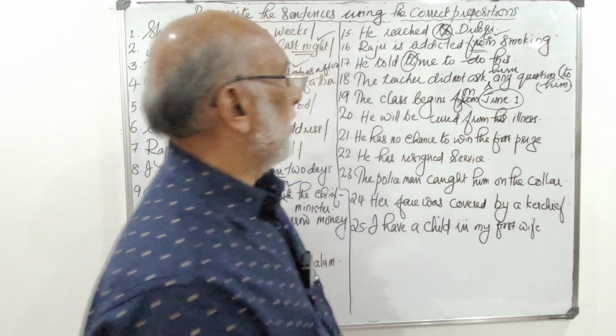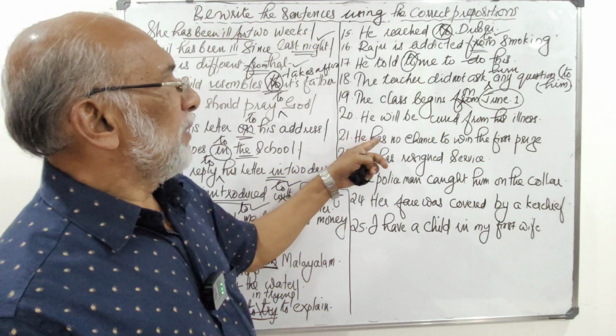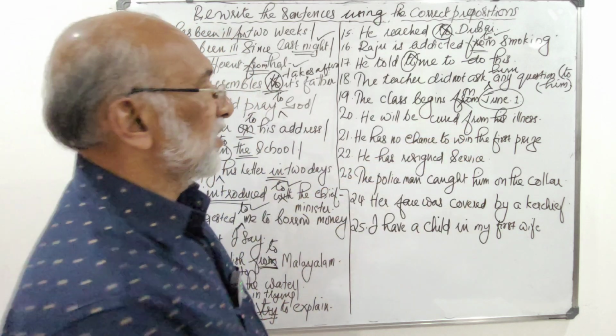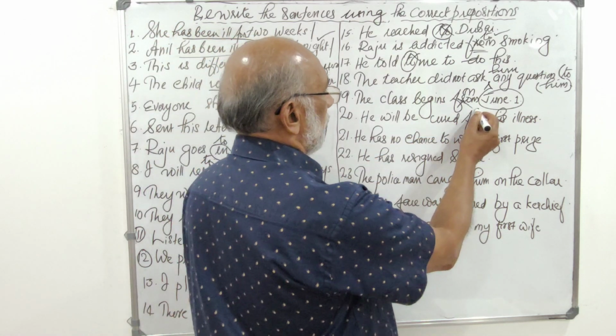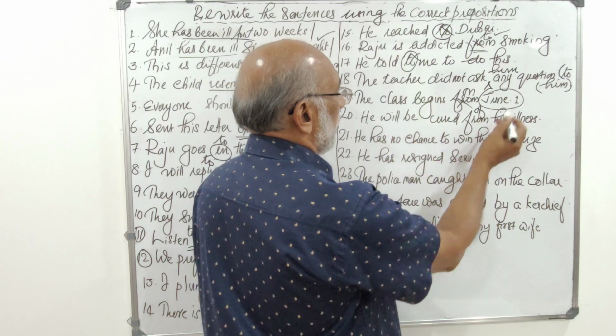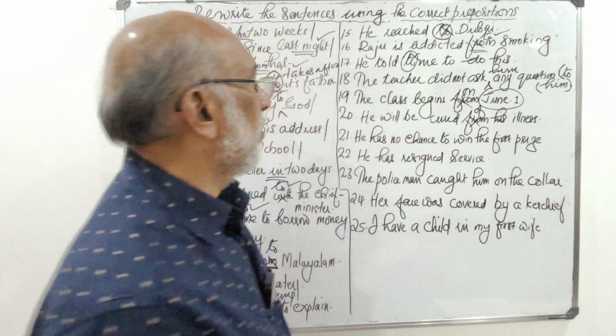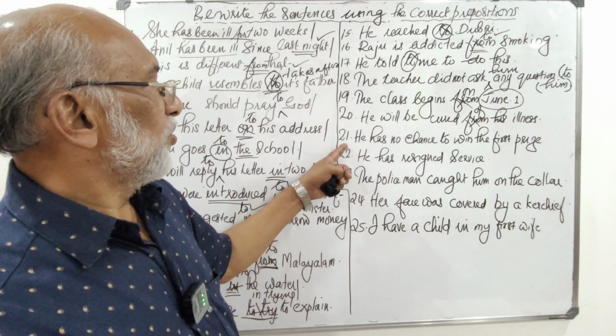From is a mistake. He will be cured from. After the verb cure, naturally the preposition used is cured of. Okay, he will be cured of his illness, not from. Cured of his illness.